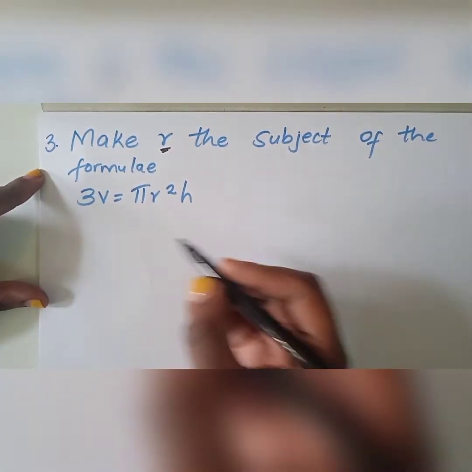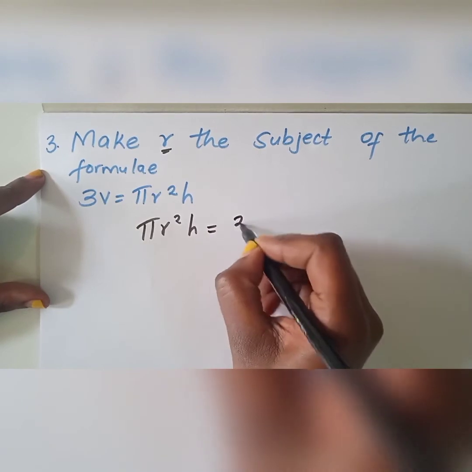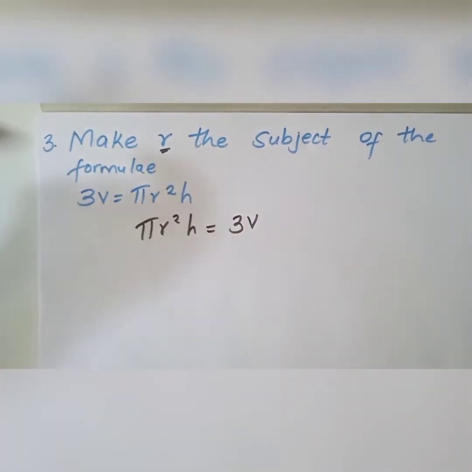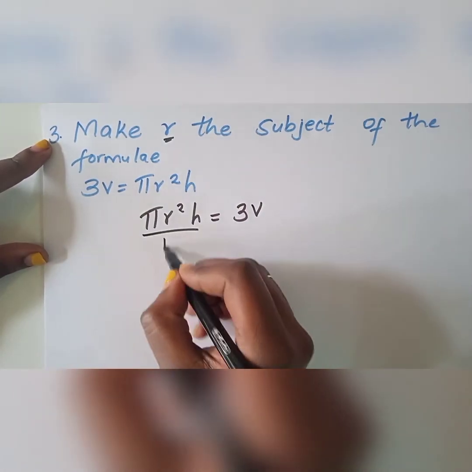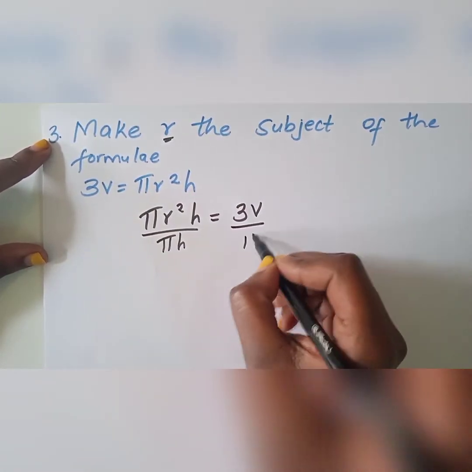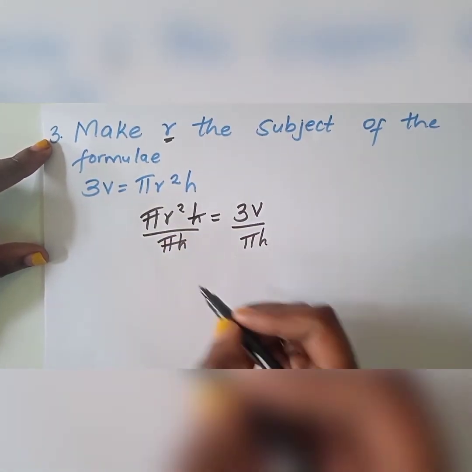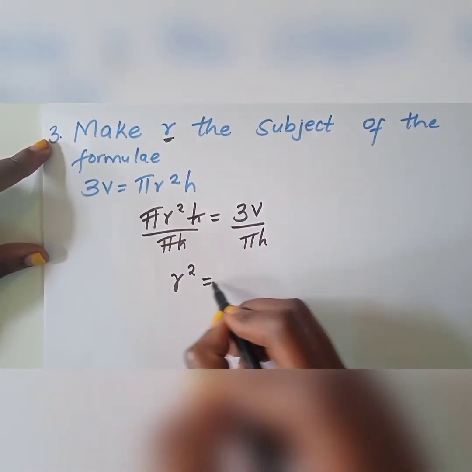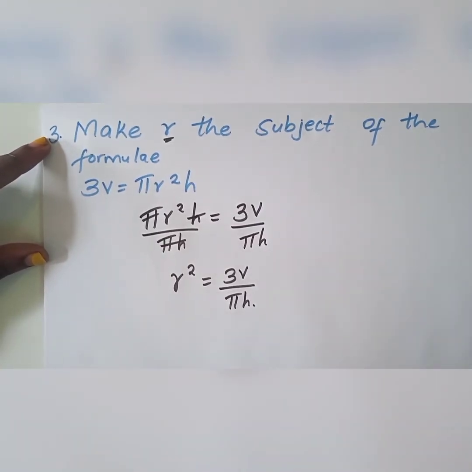So once again, let's rearrange. Pi r squared h equals to 3v. It's the same thing as the original question. Now we divide by pi h, divide by pi h. So pi h and pi h will cancel, and we'll be left with r squared equals to 3v over pi h. But that's not the answer.